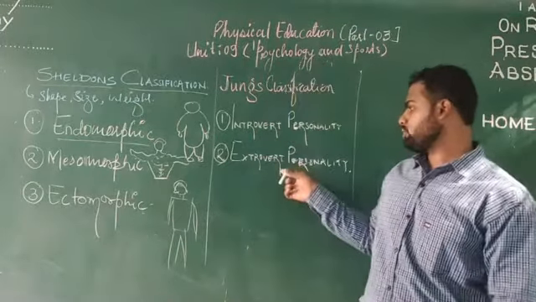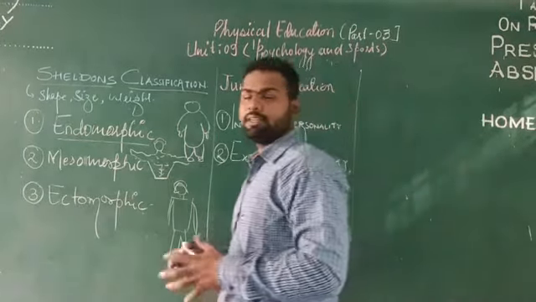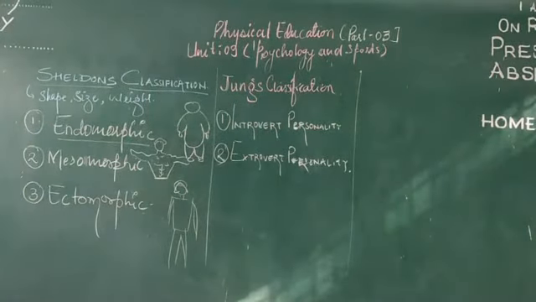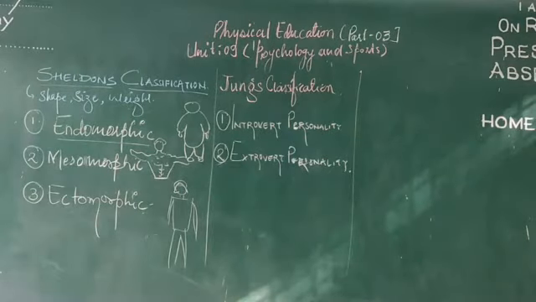When I'm talking about extrovert personality, these are the kind of people who are good in almost everything. They are very active socially. When we talk about Jung's classification, it is based on the social dimension. Sheldon's classification is more based on the physical dimension, right? Sheldon's classification is based on the physical dimension, and the thing we are going to learn, Jung's classification, is based on the social dimension.